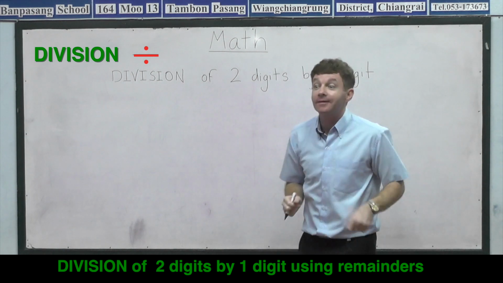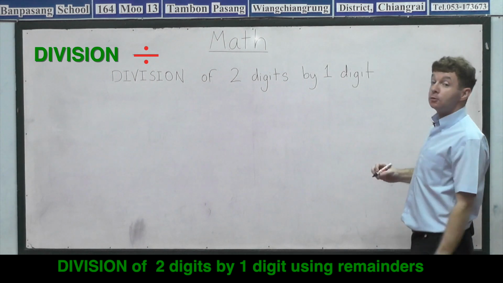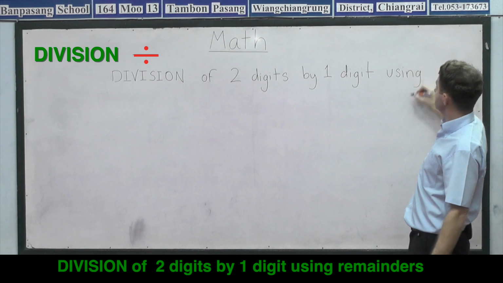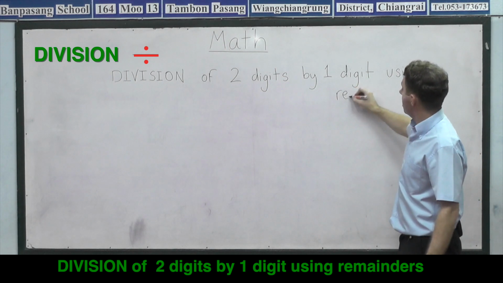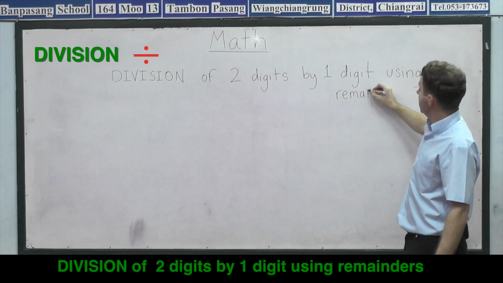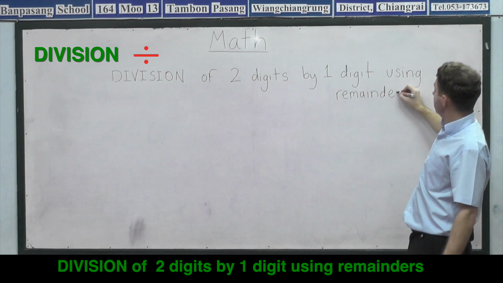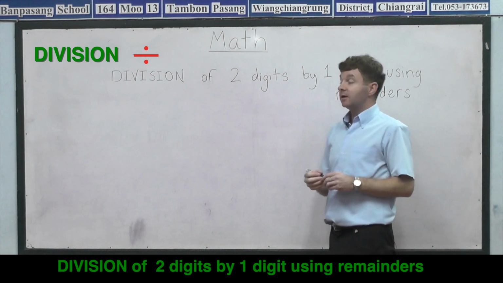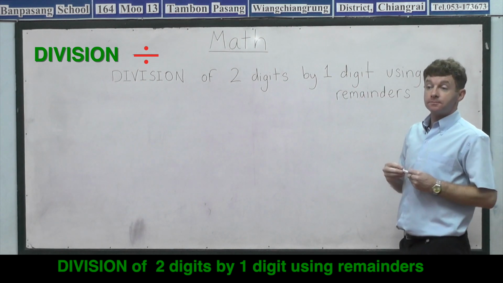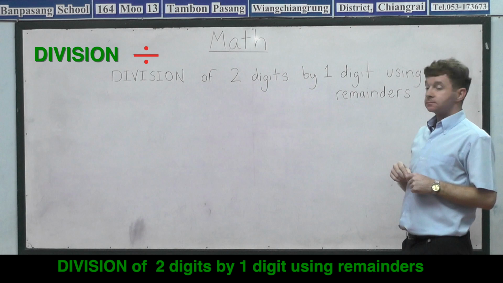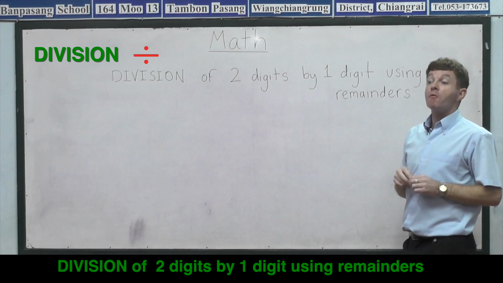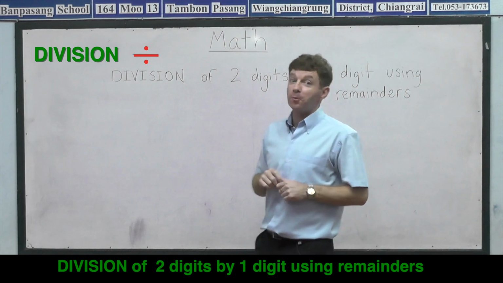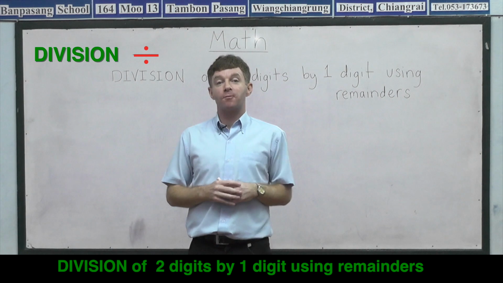And then remember, in the previous lesson, we had some numbers left over at the end. Does anybody remember? Remainder. So we were using remainders. R-E-M-A-I-N-D-E-R-S. Excellent, guys. Division of two digits by one digit using remainders. Okay, so let's have a go at a couple of examples so that we can recap the previous lesson.